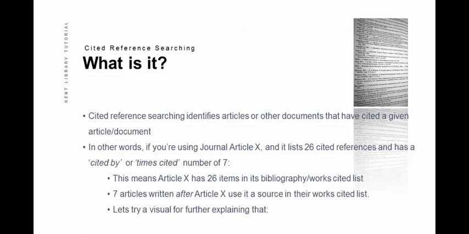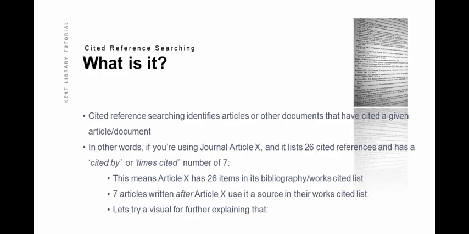Cited reference searching identifies articles or other documents that have cited a given article or document. In other words, if you're using Journal Article X and it lists 26 cited references and has a cited by or times cited number of 7, this means that Article X has 26 items in its bibliography or works cited list. 7 articles written after Article X use it as a source in their works cited list.